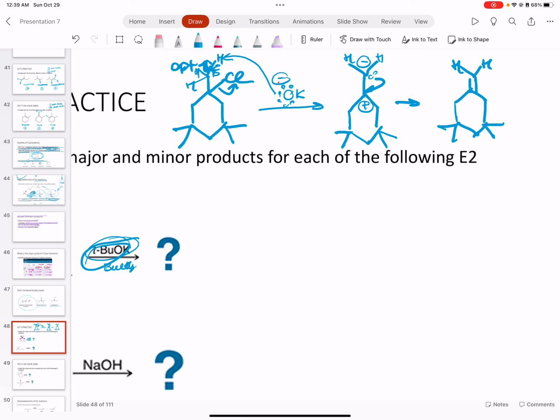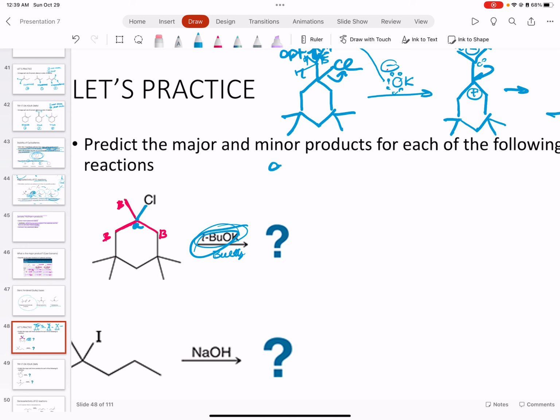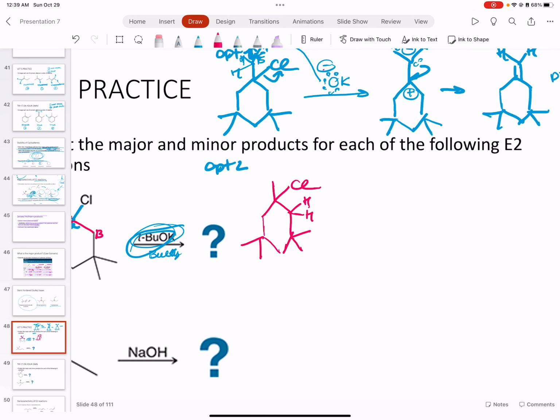So then we have this one will be di-sub. I just want to take that one into account for now. Okay, and I said I have two options, so let's do option 2. So I'm gonna take from this beta position now. I only have 2 hydrogens. It doesn't really matter which one I take for now because we don't have any stereochemistry or anything.